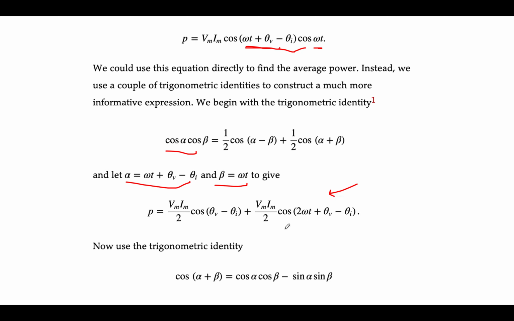And now we're going to do one more simplification, and that is on this last term, because we still have this sum inside the parentheses. So now we're going to say cosine of alpha plus beta is cosine alpha cosine beta minus sine alpha sine beta. We're going to let alpha be 2 omega t, and we're going to let beta be theta v minus theta I.